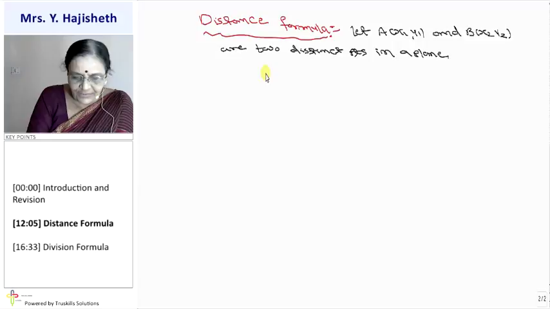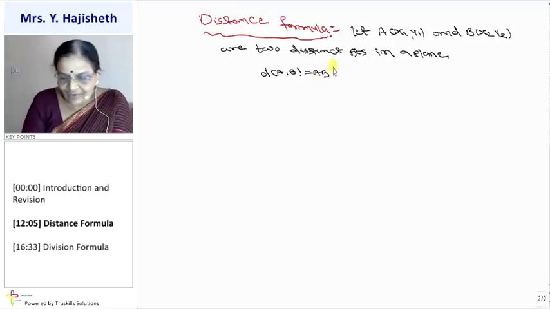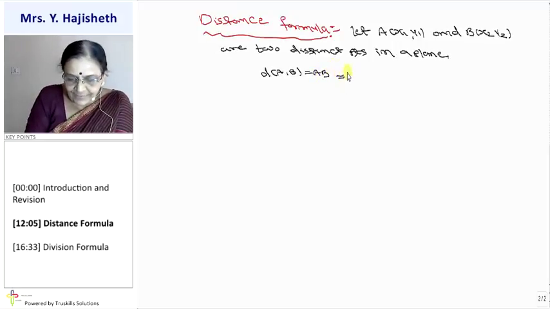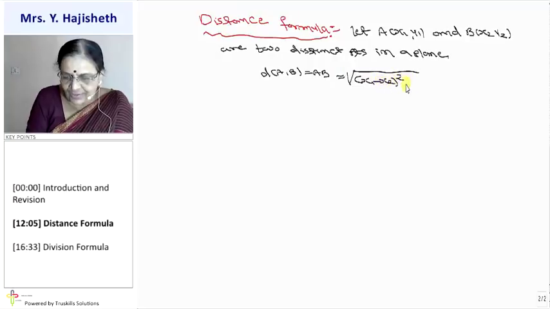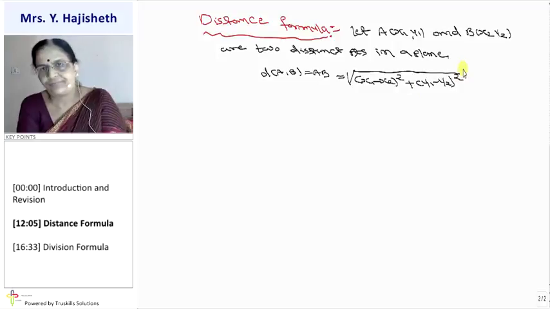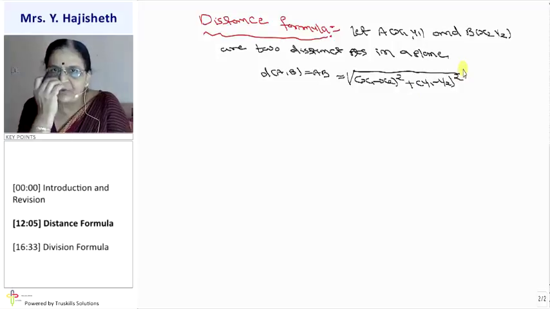Then what is the distance between A and B? It is denoted by AB, and it is defined as the square root of (x1 minus x2, meaning change in x coordinate, whole square) plus (y1 minus y2, meaning change in y coordinate, whole square). This is called the distance formula.